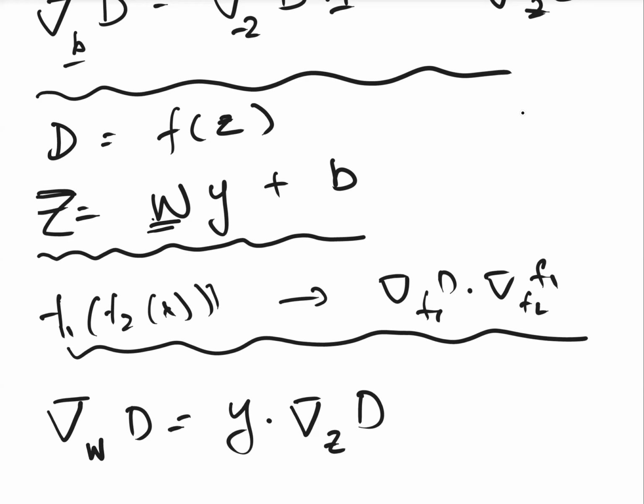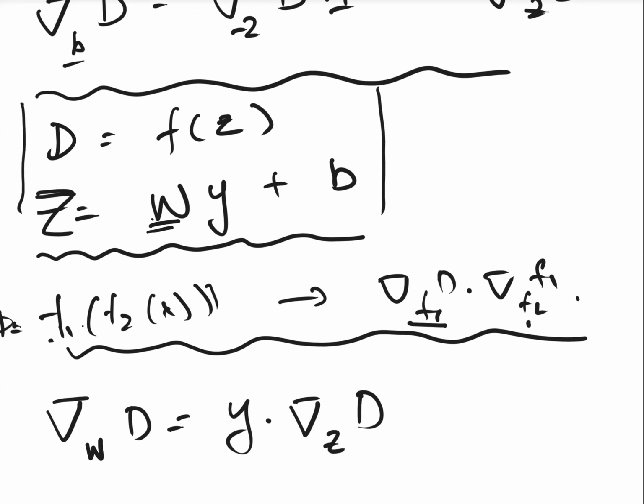Do you see that the order is different? Can you see that the order is different? Over here, what happened? Over here, you had the derivative of D with respect to F1 first, and then the derivative of F1 with respect to F2 second. Here, when I go from these equations, I get the derivative of D with respect to Z second, and Y comes first. So the order is inverted. Please confirm that you see this thing happening here.